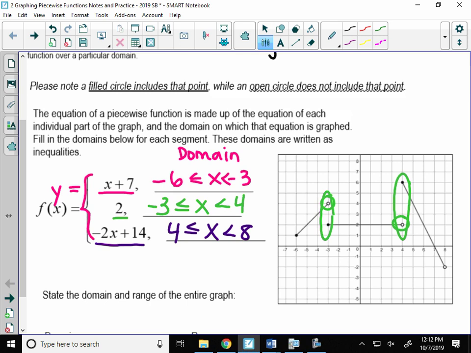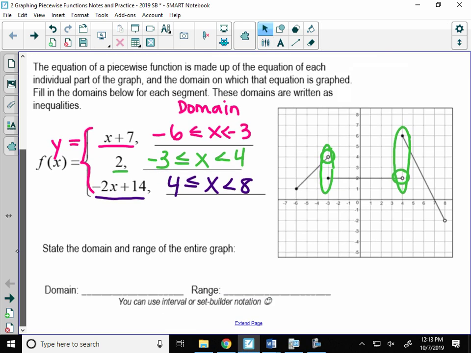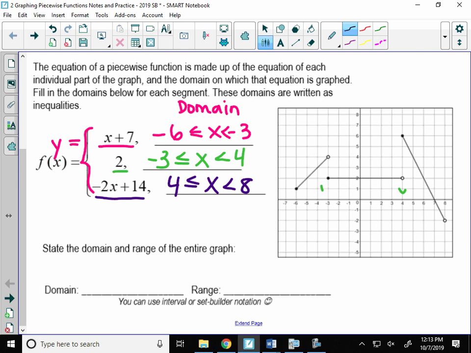Is it a one-to-one function? No, because it would fail the horizontal line test. Good. Okay, so domain and range of the entire graph. So this one, I'm going to use interval notation for. You could use inequalities again, but I'm going to use interval notation for the whole graph. What's the farthest to the left part of our graph here? -6. Okay, so I have -6 with a square bracket.